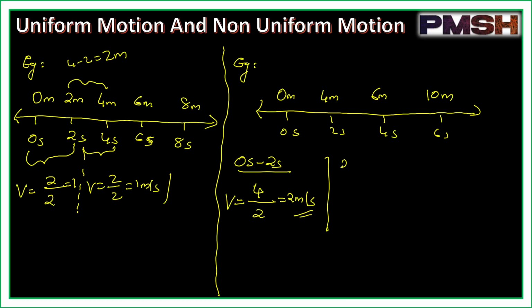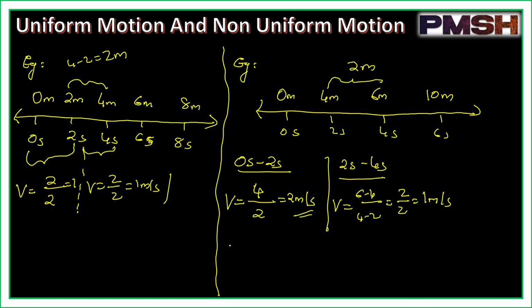Now let us consider 2 second to 4 second. How can you calculate the speed? The speed is nothing but the distance covered. 4 meter to 6 meter means the distance covered is 2 meter. And the time interval is also 2 seconds. So that is 6 minus 4 by 4 minus 2. That is 2 by 2, that is 1 meter per second.